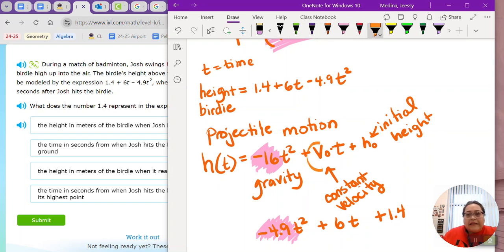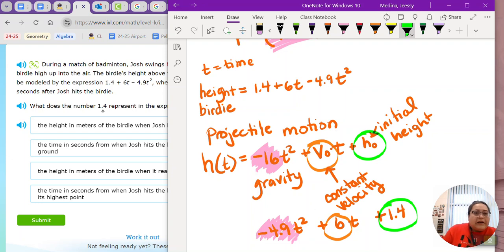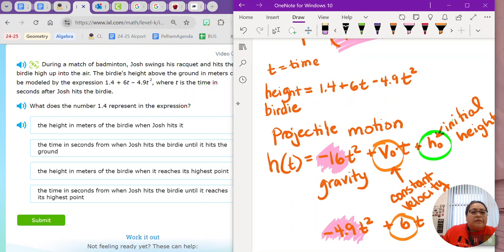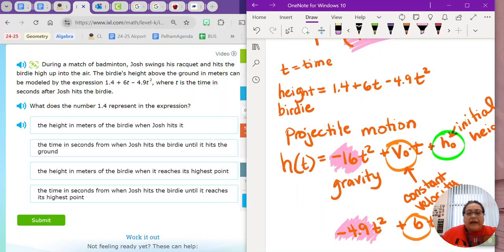That means that this is the initial velocity, and this is the initial height. And they're asking us about the 1.4. So the 1.4 is the initial height. The constant will always be the initial height in these problems. So now let's find the right answer. Right here, the height in meters of the birdie when Josh hits it.